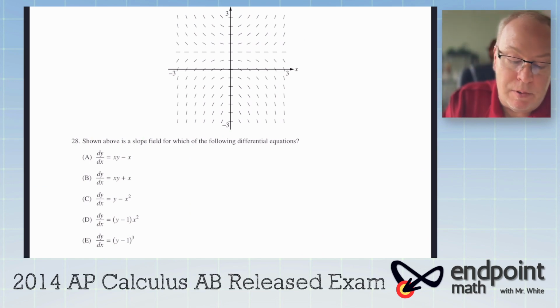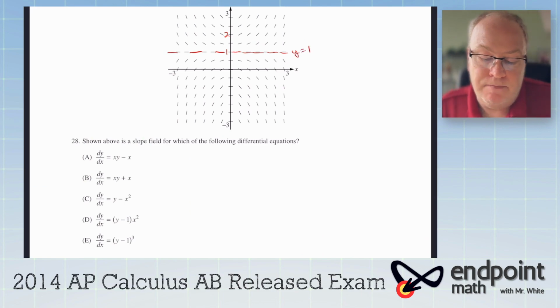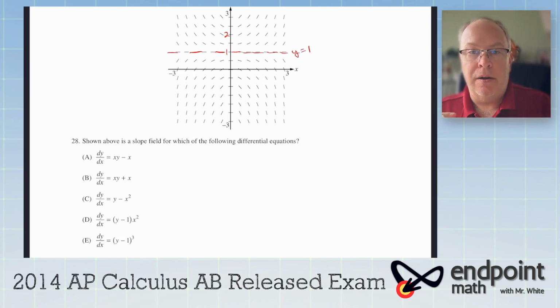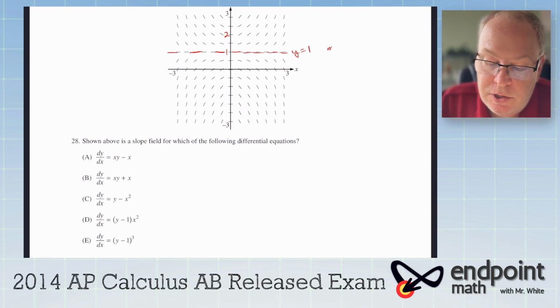For example, I notice right here that, by the way, this is 2, this is 1. So at y equals 1, x doesn't matter, first of all. So you see how it's completely independent of x. And I also notice that the slope there is 0. In other words, dy/dx is 0 whenever y is 1.